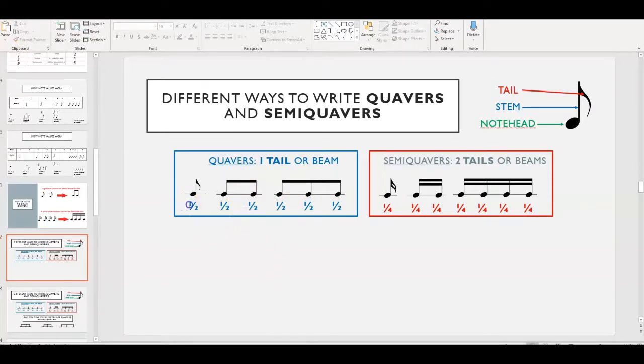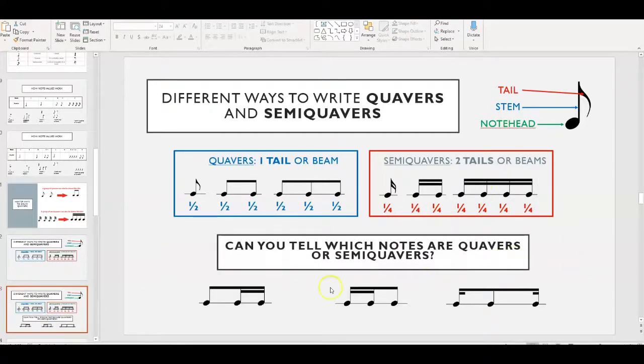Notice I've also drawn just the fractions here, just to say this note is worth a half, and this note is worth a half, this note is worth a half, this note's worth a half, because it's always got to do with the note head. Just because all the tails are connected doesn't mean that they are shorter, or that it's a longer note. It's actually still two notes. And likewise, each note head in a semiquaver is worth 1/4.